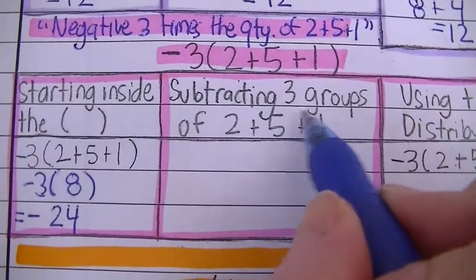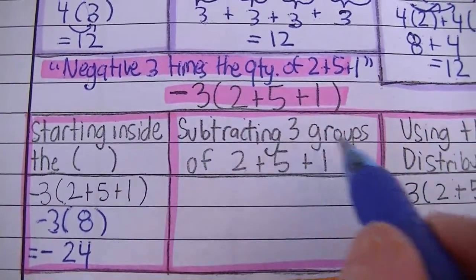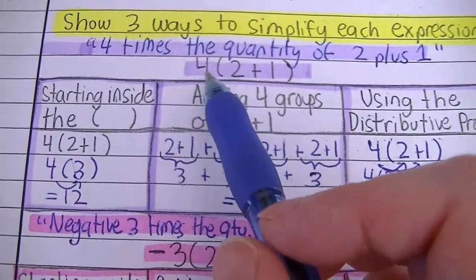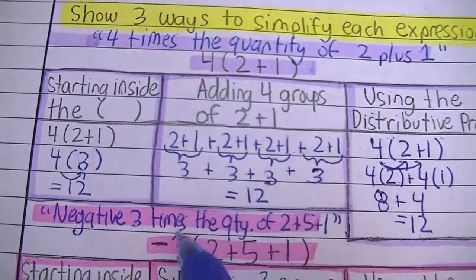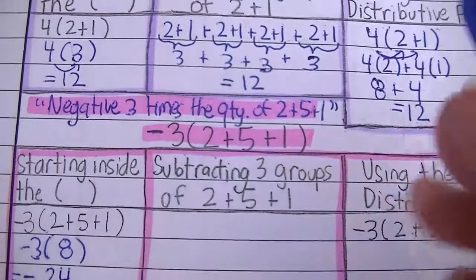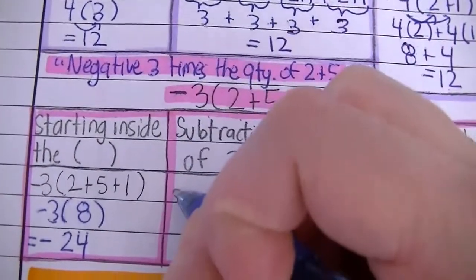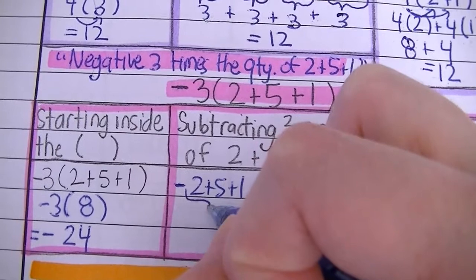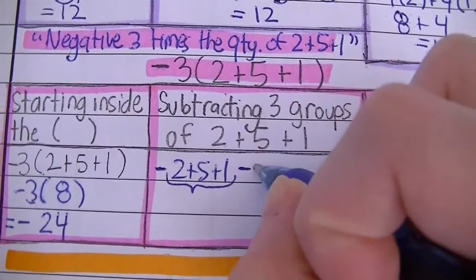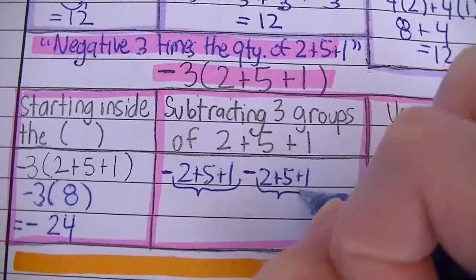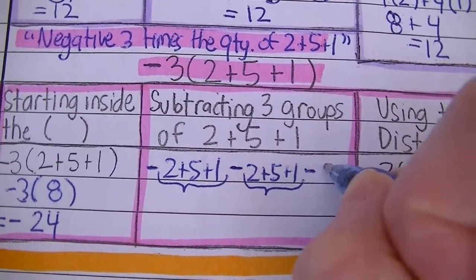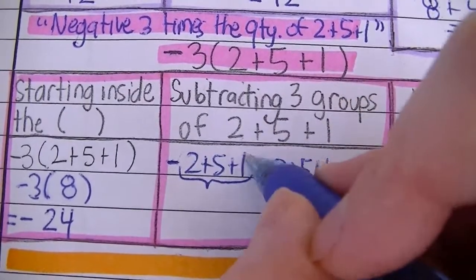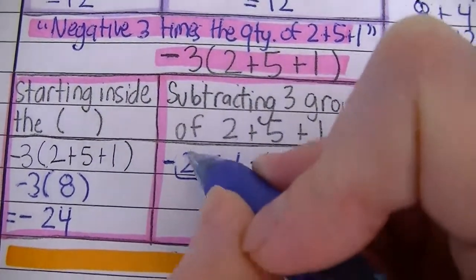Okay. Now we're going to subtract 3 groups of 2 plus 5 plus 1. The reason I'm subtracting 3 groups is because there's that minus sign or that negative sign right out here, okay? In this case up here, we had added 4 groups of 2 plus 1 because that's a positive 4. See the difference? So right here, I'm going to subtract those 3 groups of this. Subtract this group of 2 plus 5 plus 1. There's a group right there. Subtract 2 plus 5 plus 1. There's a group right there. And I'm going to subtract 2 plus 5 plus 1. There's my next group, okay? So I can kind of imagine parentheses around there to separate my groups.